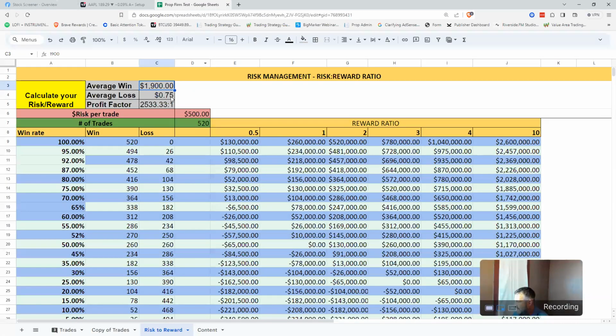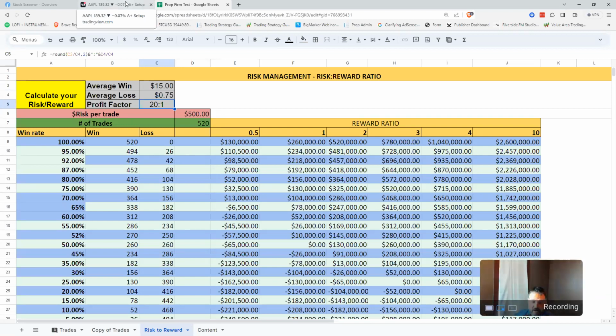Okay, so we're going to put this in. So the average loss is 75 cents. The average win is $15. That's a 20 to 1. I didn't make that up. Yes, I'm going back in time, but if you get the right stock, if you get the stocks that move like this consistently, why trade anything else?